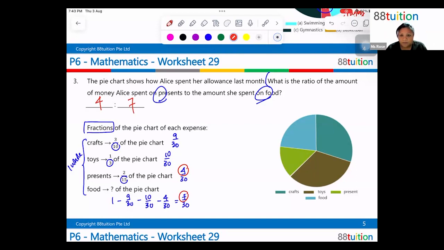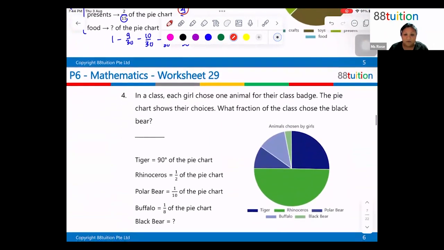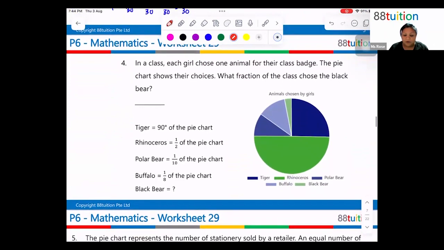Okay, now 4 over 7. Can I go on to question number 4? Okay, question number 4. In a class, each girl chose one animal for their class badge. The pie chart shows their choices. What fraction of the class chose black bear? We want a fraction, so my denominator will be the total number of students in the class.